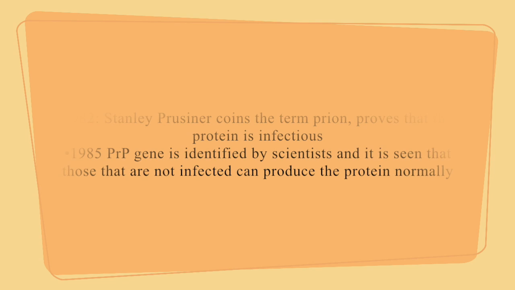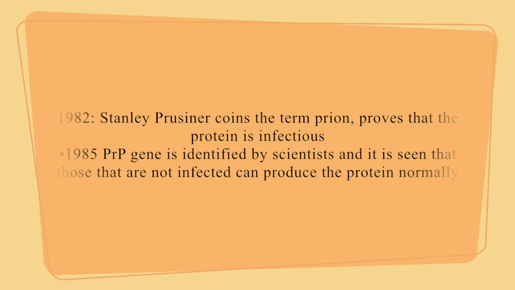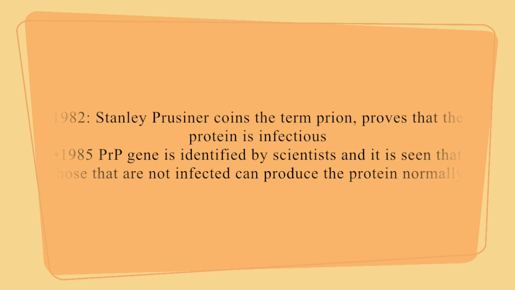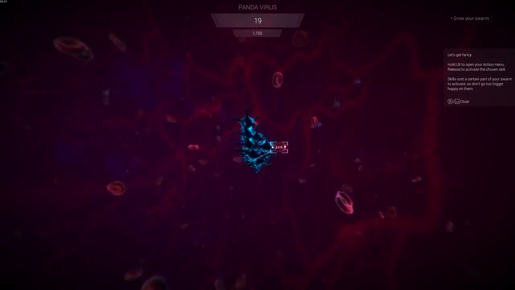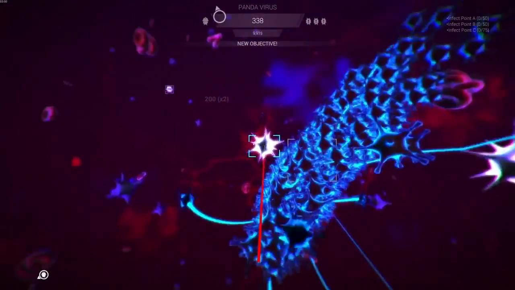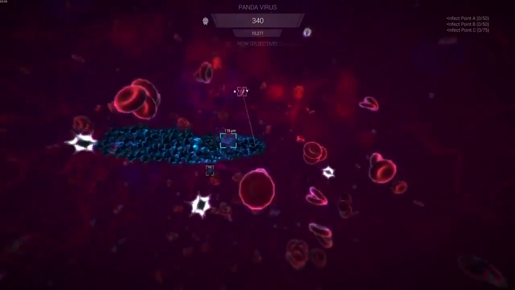And in 1982, Stanley Prusiner coins the term prion, proves that the protein is infectious. And lastly, in 1985, the PrP gene is identified by scientists, and it is seen that those that are not infected can produce the protein normally. Because of their simplified structures, prions are sometimes called subviral particles. Other types of subviral particles are called viroids, the smaller discovered pathogens.